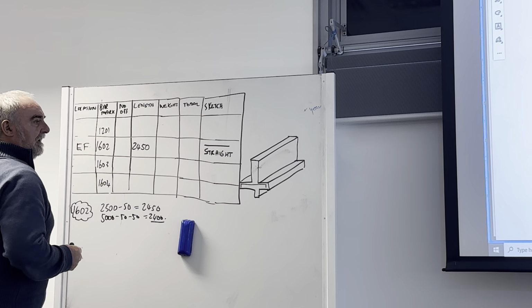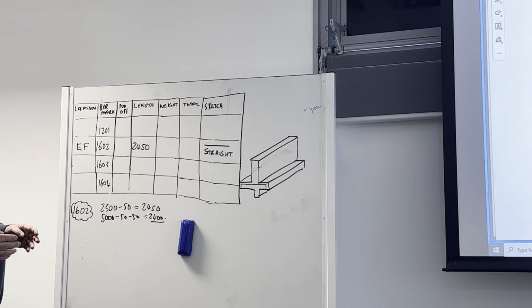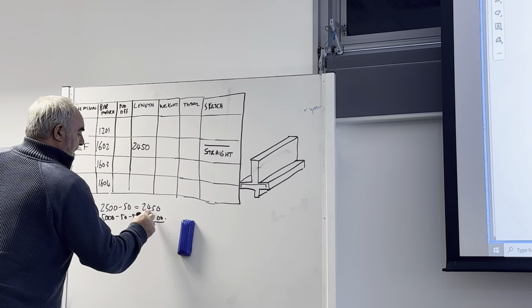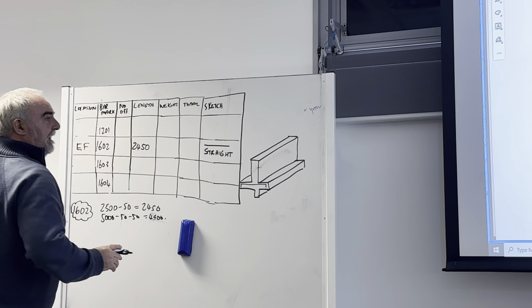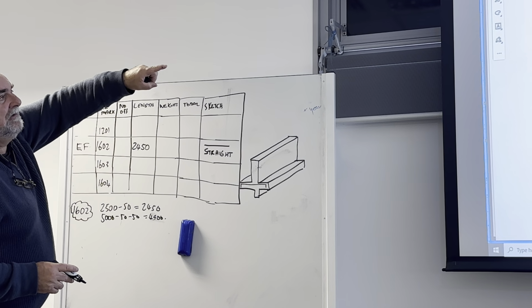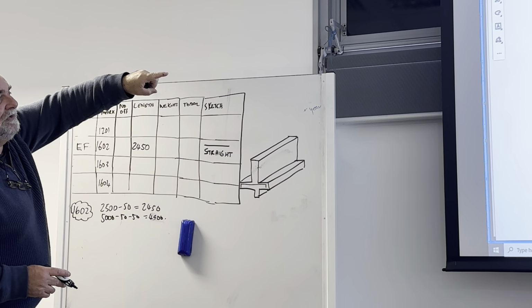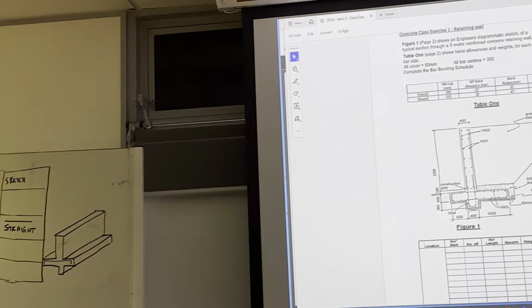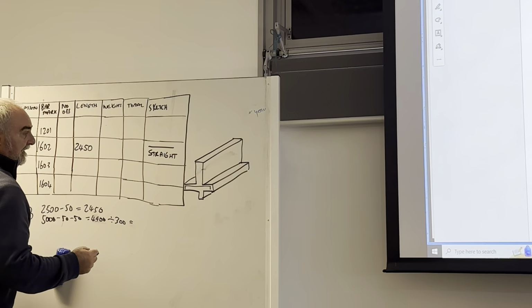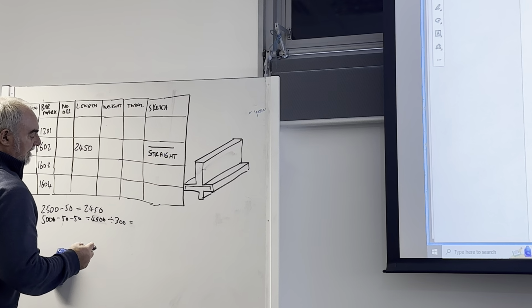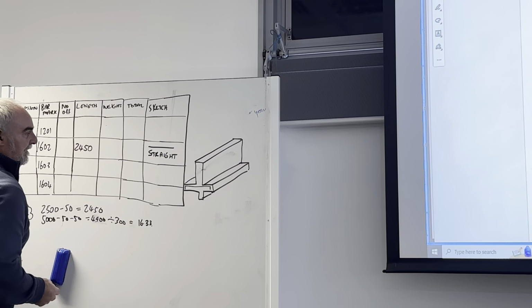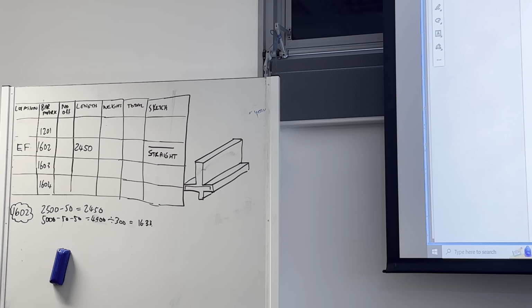Sorry, so this equals 4,900. The bar spacing is 300. See, it says all centers equals 300 up the top. So it's 4,900 divided by 300. Does anyone have a calculator? 16.33. So is that going to be 16 bars or 17 bars?